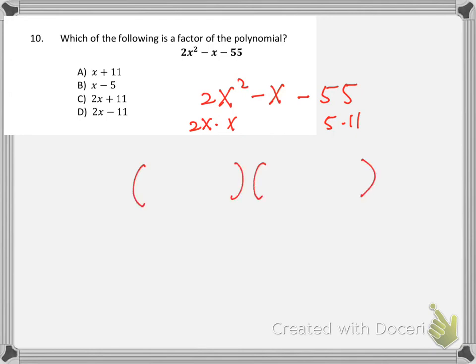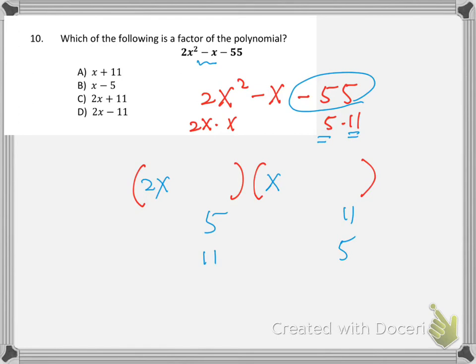So 2x and x. Let's use the blue color. And then we have 5, 11 here, or 11 here, 5 here. And remember, this is negative 55, so one of them has to be negative. It's either 5 is negative or 11 is negative. And we need the sum of the outer product and inner product to be -1.